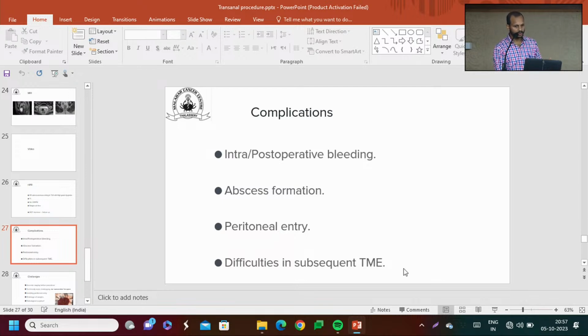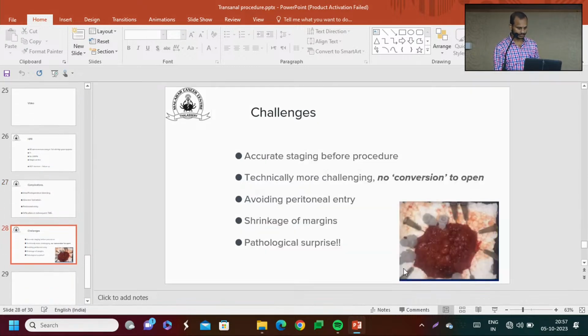So if you have to convert it to TME, you find it difficult sometimes because fibrosis develops in that area. Accurate staging is mandatory. Technically, it's more challenging than usual laparoscopic procedures, where you have the option to convert to open. You cannot convert to open in this case. So if you start the procedure, you have to finish it. So it is always better to get some experience from laparoscopy before venturing into this procedure.